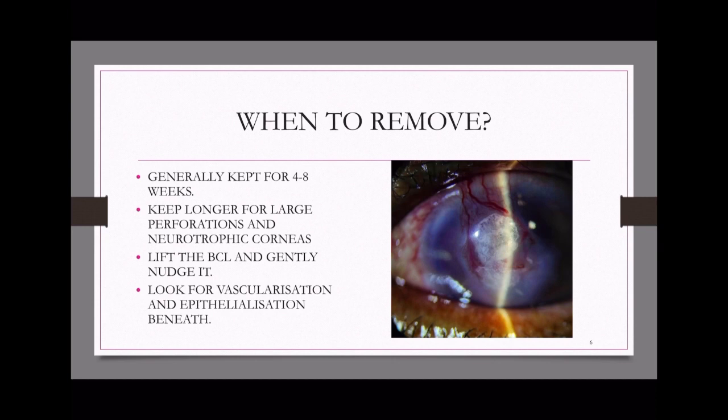One good way to judge whether the perforation has healed or not is to lift the BCL with the bud and gently nudge the TA. If it easily falls out, then you can remove it. The other way is to look for the vascularization and epithelialization beneath.